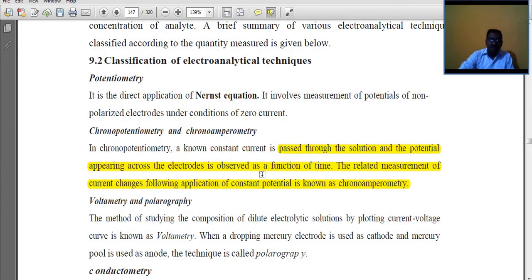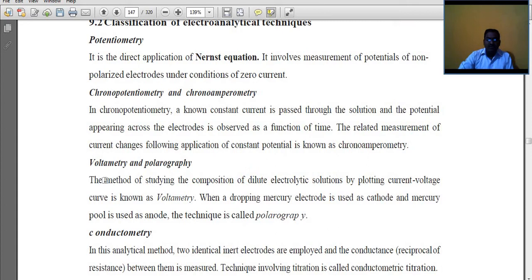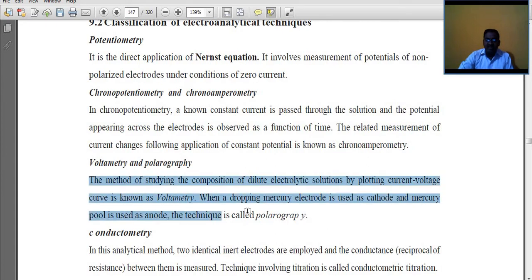Voltammetry or polarography. Voltammetry: in this method, studying the composition of dilute electrolytic solutions by plotting a current-voltage curve is known as voltammetry. When a dropping mercury electrode is used as cathode and a mercury pool is used as anode, the technique is called polarography.